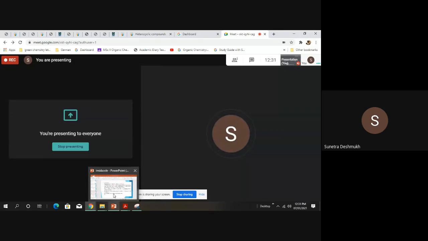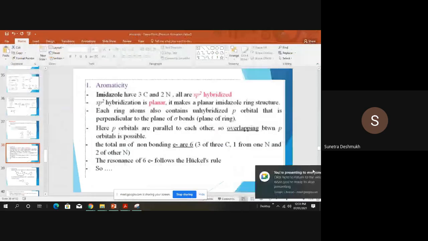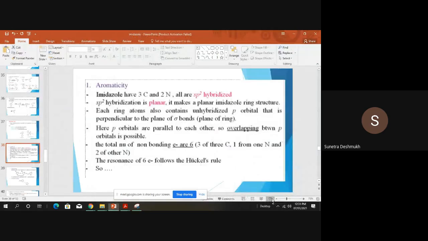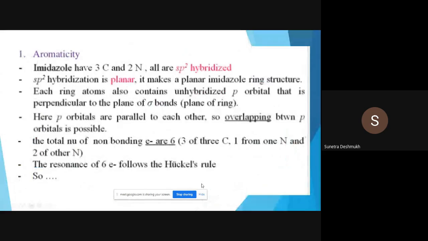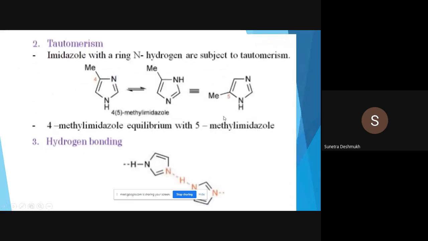Okay, in continuation with the electrophilic aromatic substitution in the case of pyrazole and imidazole, now we will go for some electrophilic substitution reactions in the case of imidazole, as well as some synthetic methods to synthesize imidazole. As we know all these basic things about aromaticity and hybridization in imidazole, we'll switch to the next slide, tautomer of the imidazole.